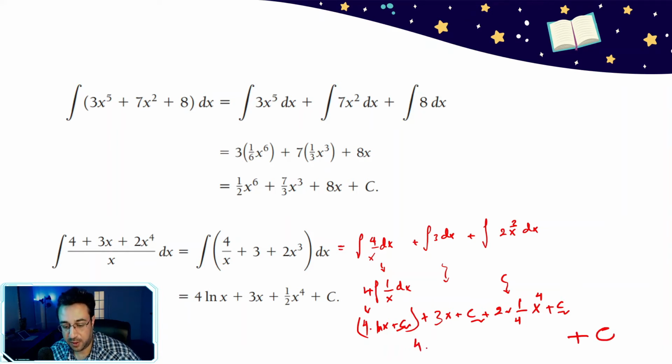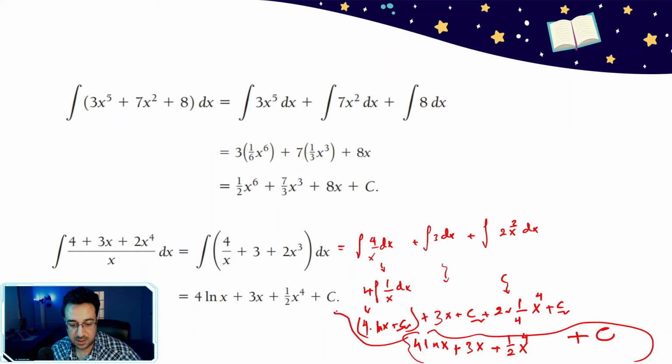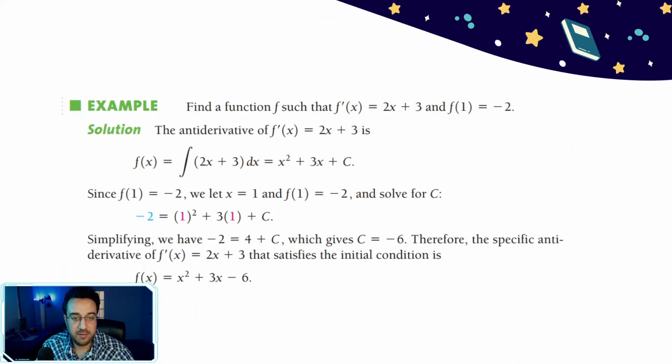So you have 4 ln of x plus 3x plus 2 over 4, that can be simplified as 1 over 2, or you can keep it as 2 over 4, it's up to you, x to the power 4 plus c. And this final answer is exactly identical to this final answer over here. So you should be good to go.